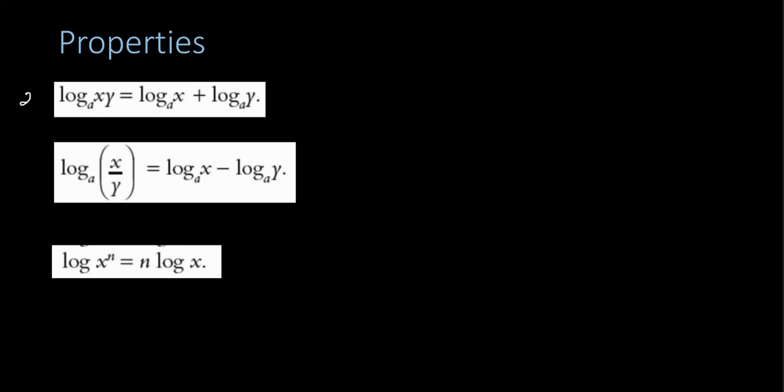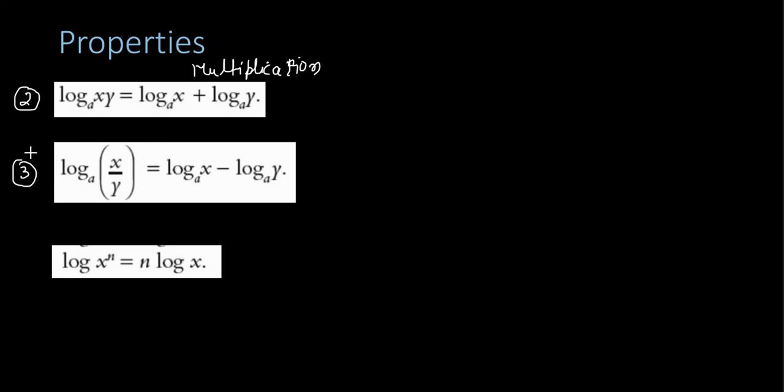Second property is that log of xy with base a is equal to log x plus log y. Base should remain same. In all the properties, bases are same. Okay, I won't repeat again and again. I will just pronounce this as log of xy is equal to log x plus log y, and this is called multiplication property. Multiplication property, and this is second one.